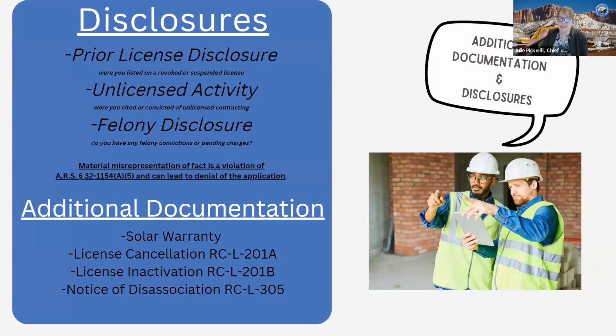And then if you have a license that you don't want to cancel, but you want to inactivate it because you're getting this new license, you can do that as well. And if you are a qualifying party on another business's license and you need to or want to disassociate in order to move forward with this new license, you can submit that as well. So those are some of the additional documentation that you might want to submit with your application.